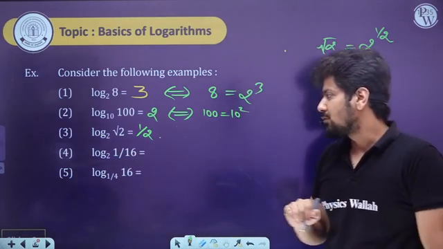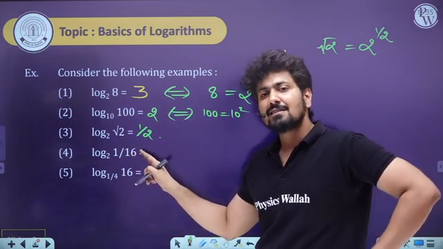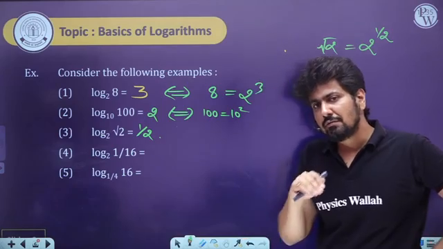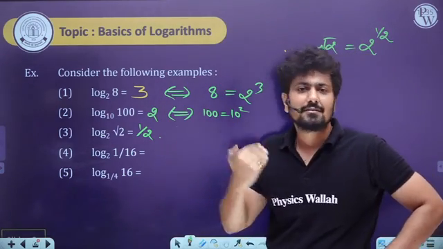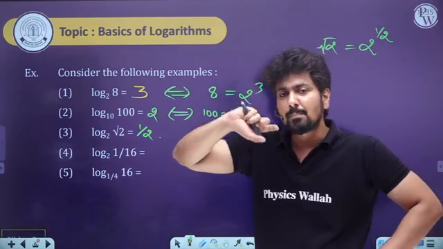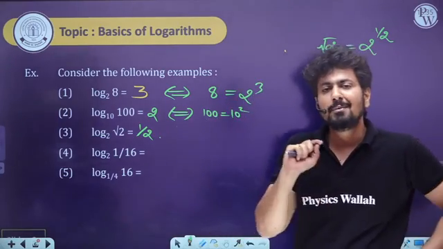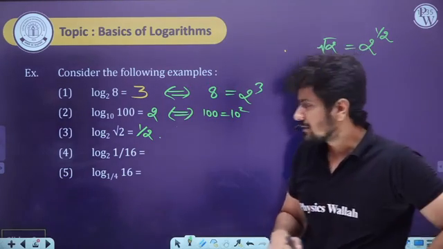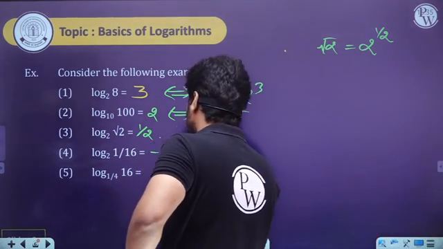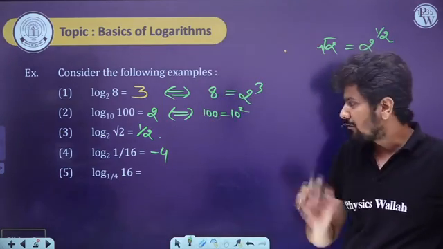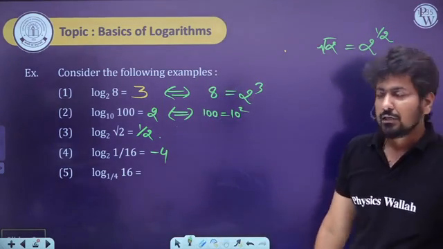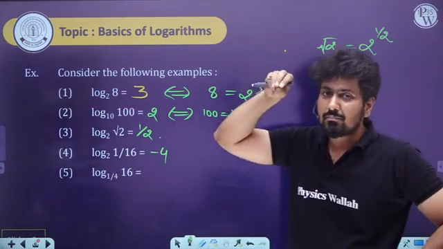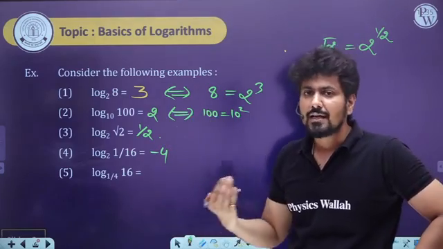Log of 1 by 16 to the base 2. Fourth example. Have a look at the fourth example. Log of 1 by 16 to the base 2. So what power should we raise the base 2 to get 1 by 16? We know that 2 raised to the power 4 is 16. And what will be 2 raised to the power minus 4? 2 raised to the power minus 4 will be 1 by 16. So we need to raise it to the power minus 4. So the value of log can be negative.